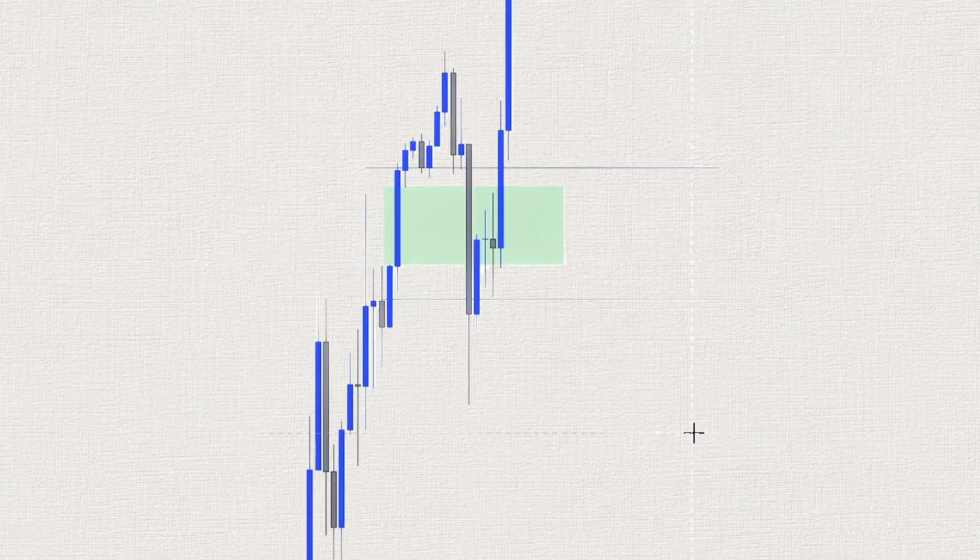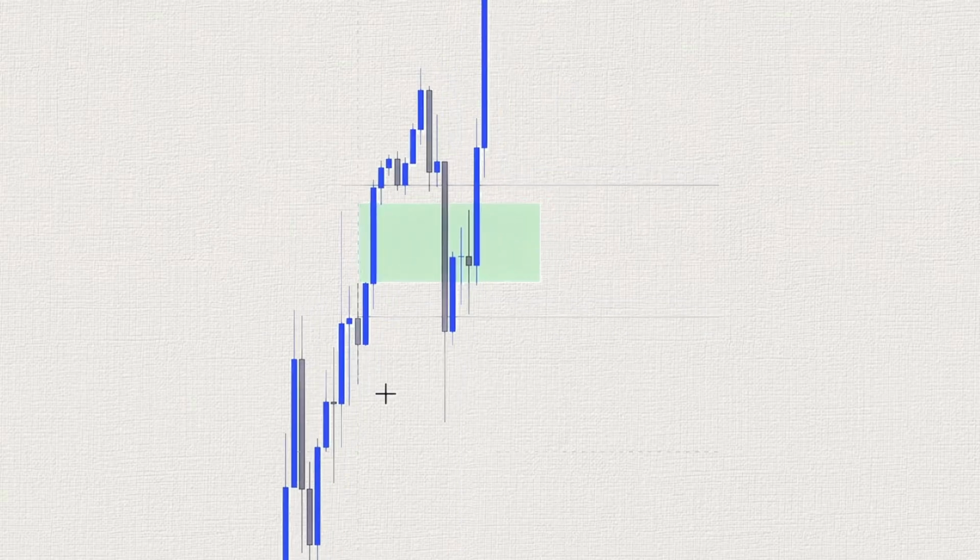So as you can see, price has come into this order block and then reacted to the upside. So from a daily candle point of view, price opened, retraced lower, and there would have been plenty of buying opportunities inside here. Price then trades higher, leaving behind a wick.